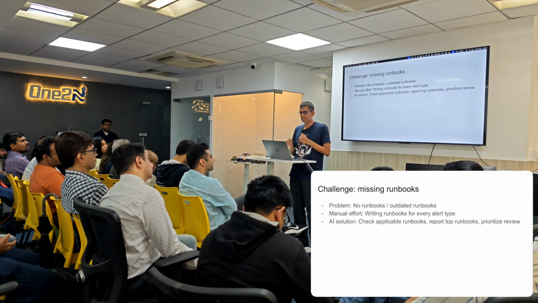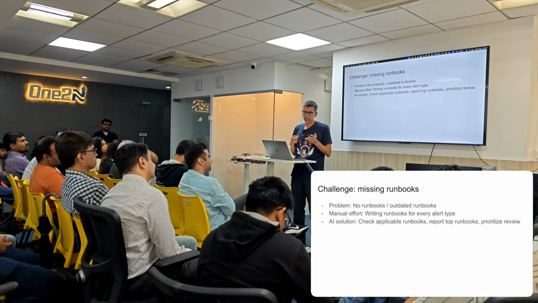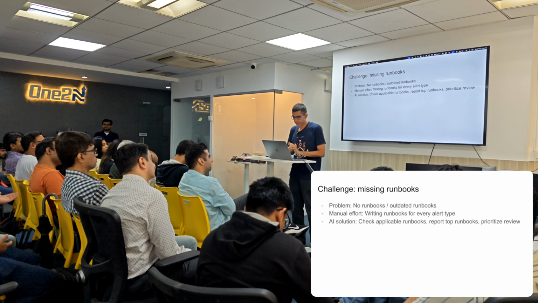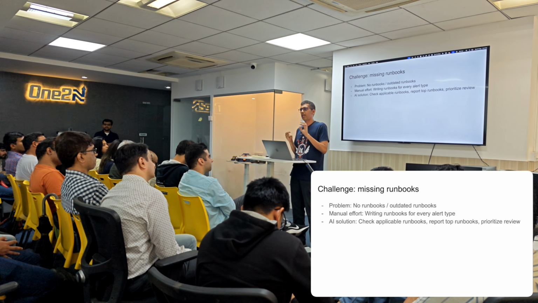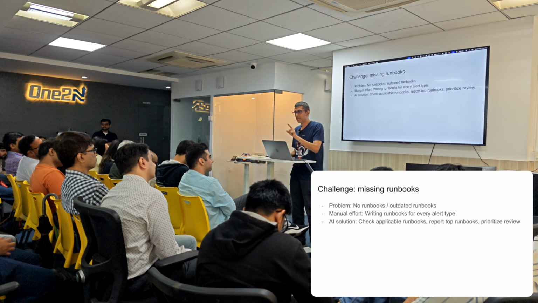The AI solution was that when we get an alert, what we used to do is that they had a Confluence wiki. Confluence wiki exposes an API. So we used to check what are the applicable alerts. Runbooks. It does not matter if the runbooks are outdated. Are they applicable or not?